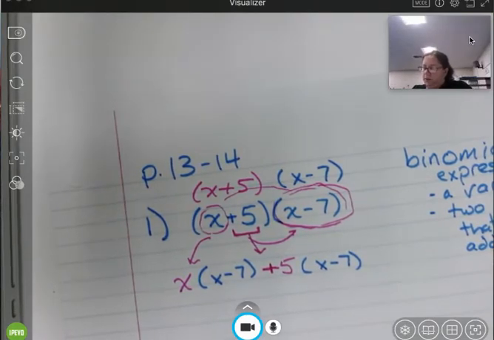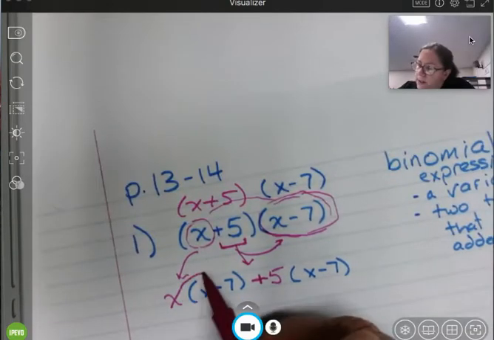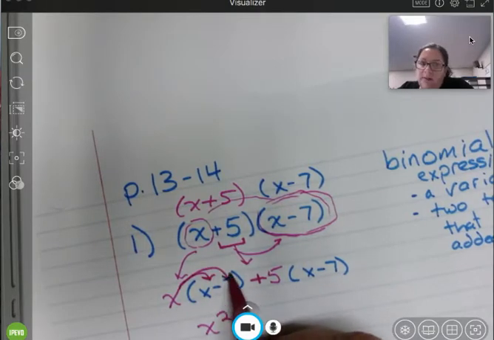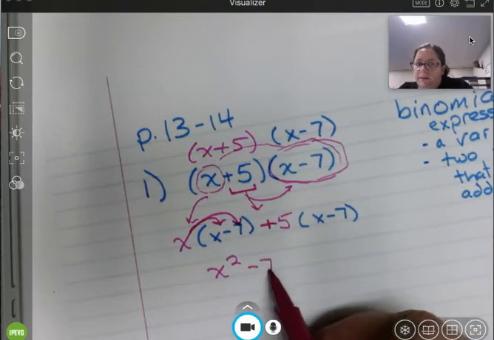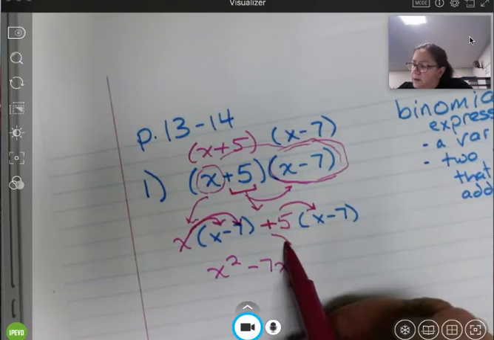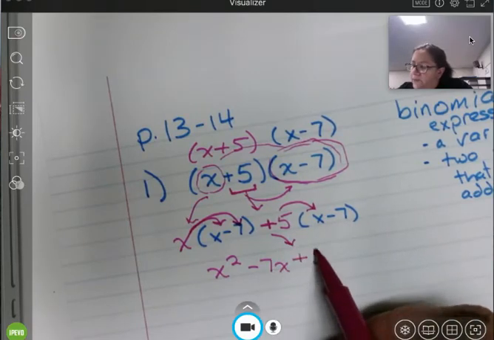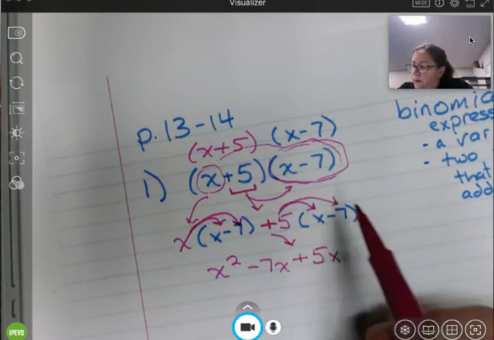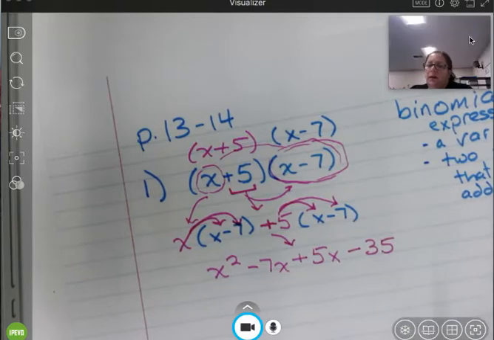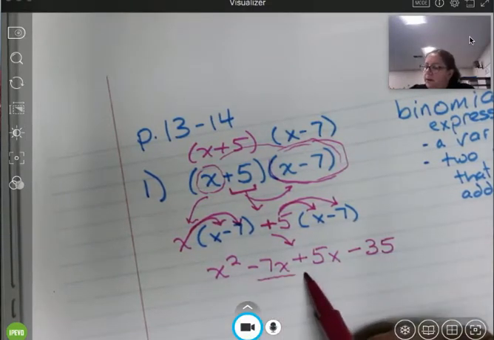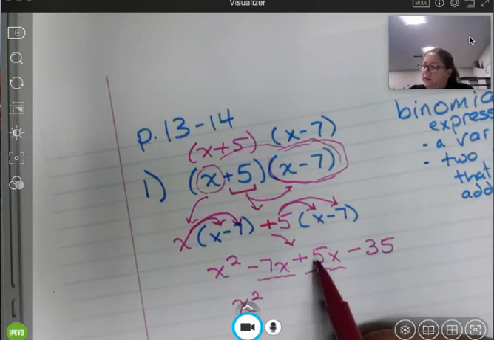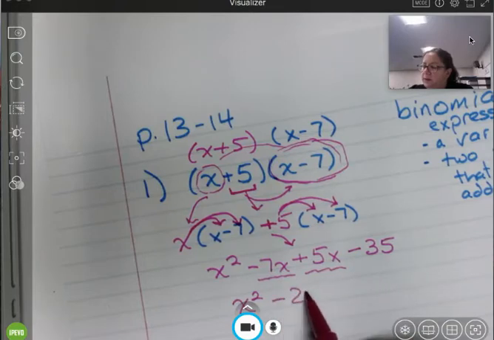So then what happens is, just like yesterday, we do x times x, which gets us x squared. X times negative 7, that gets us negative 7x. Plus 5 times x. And don't forget to have this sign here. So plus 5x. And 5 times negative 7, minus 35. Then there'll always be a point where you combine the like terms in the middle. So I'll have x squared, negative 7x, positive 5x, minus 2x, minus 35.